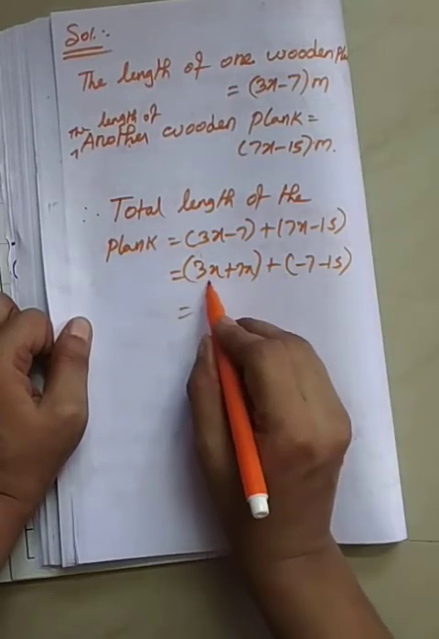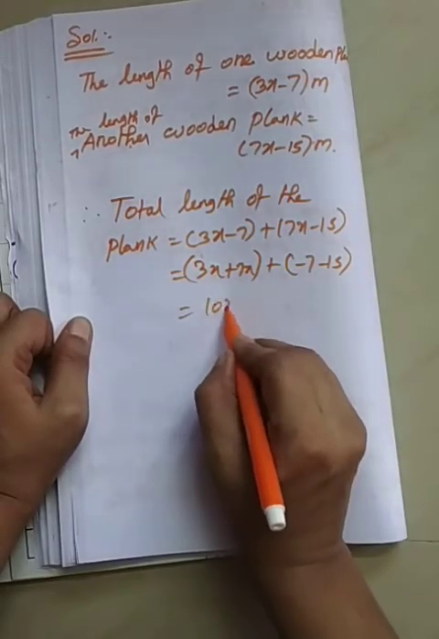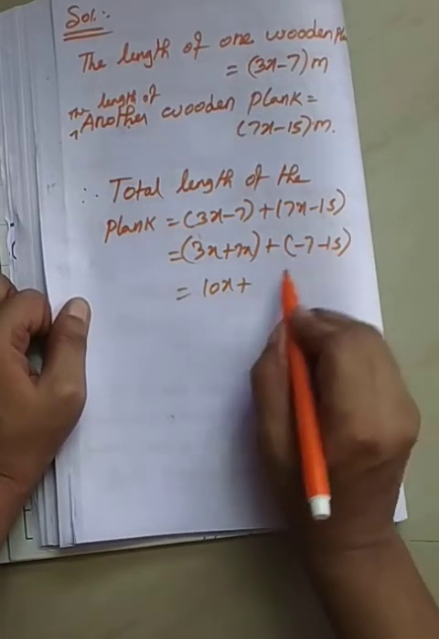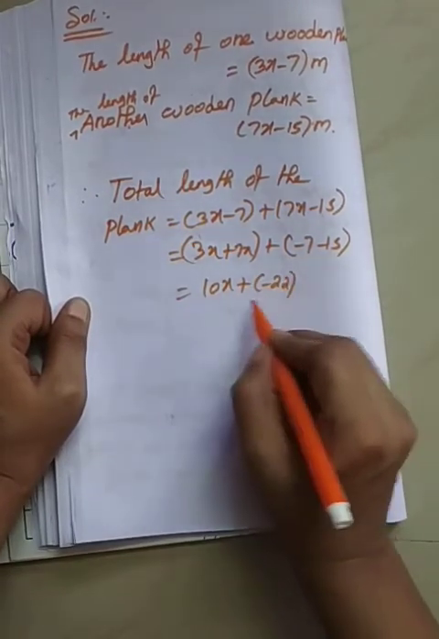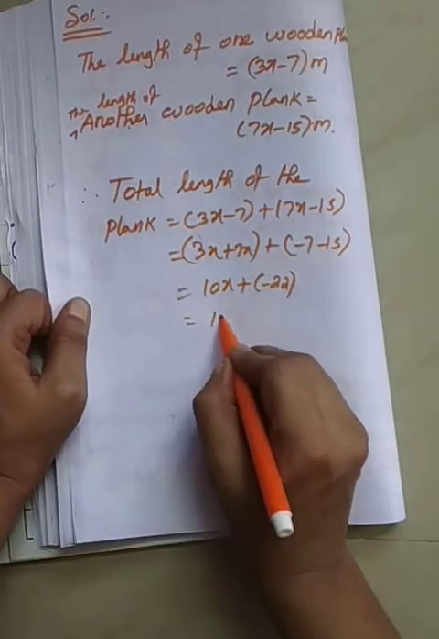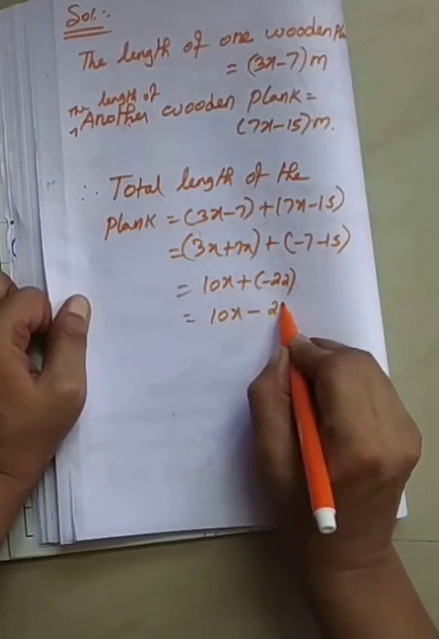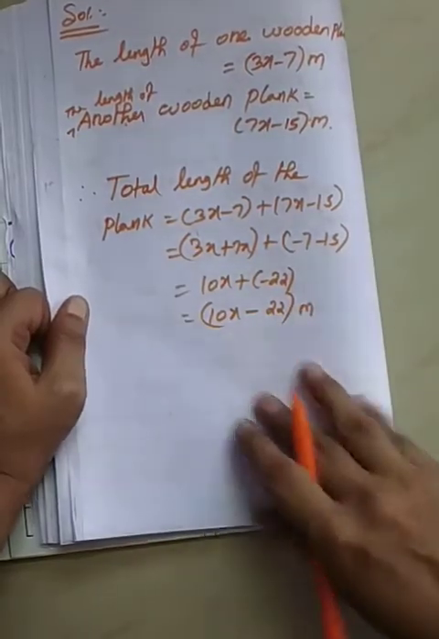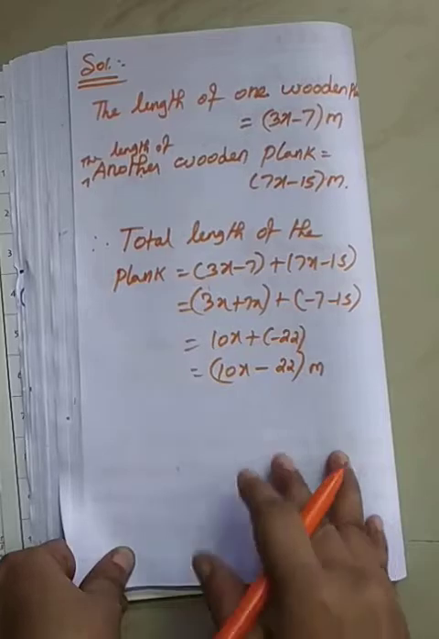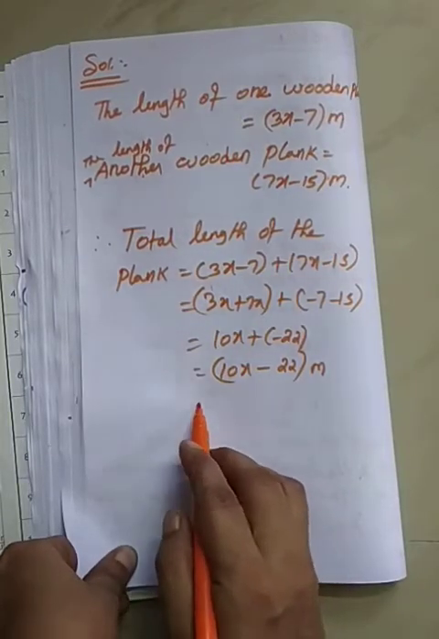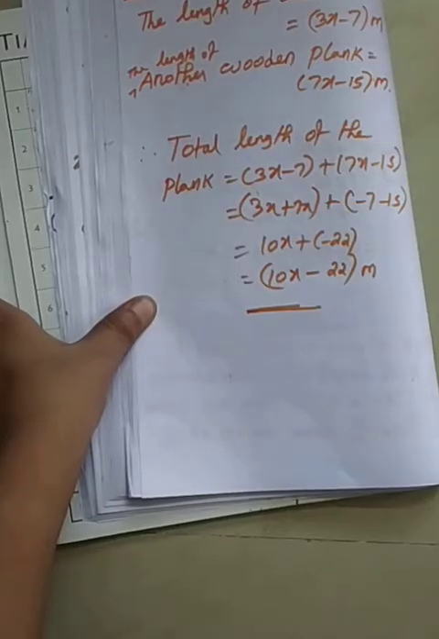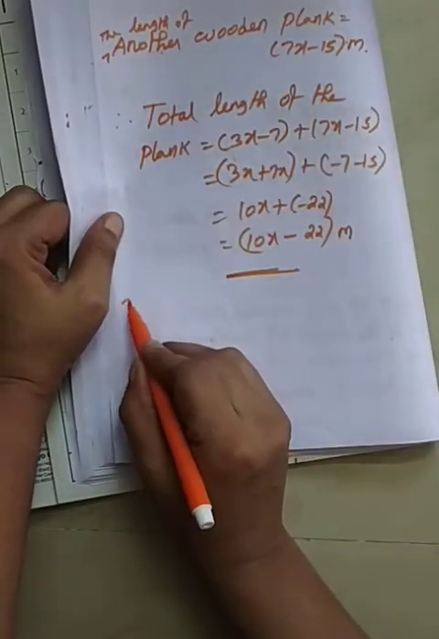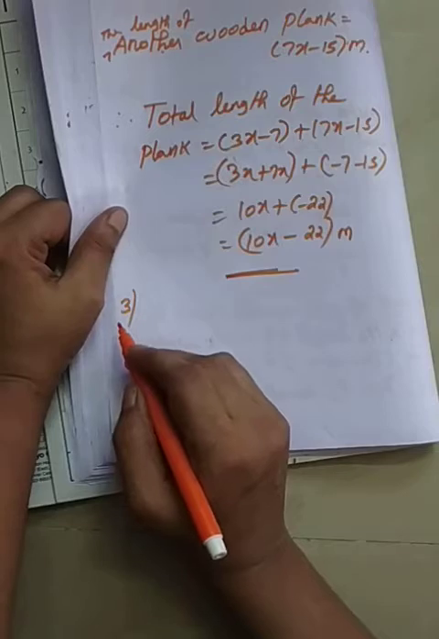Now what is 3x plus 7x? 10x. Plus, what is minus 7 minus 15? Minus 22. See here, plus into minus gives minus. So you have to put minus 22. These are meters, so you have to mention the meter. Everybody clear? Okay. See the next problem.